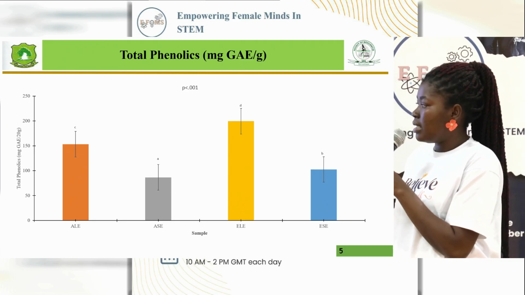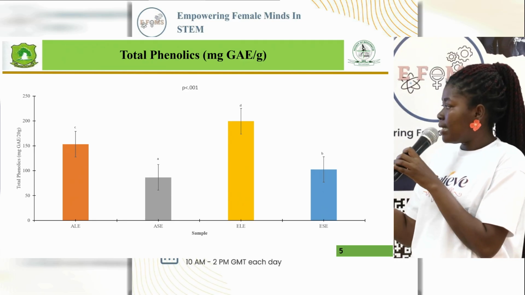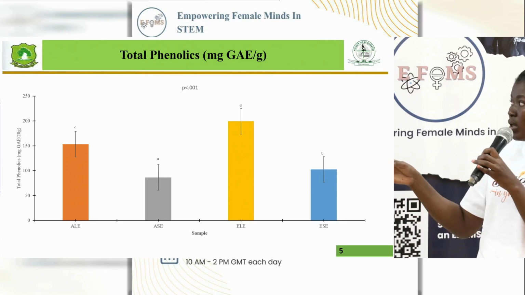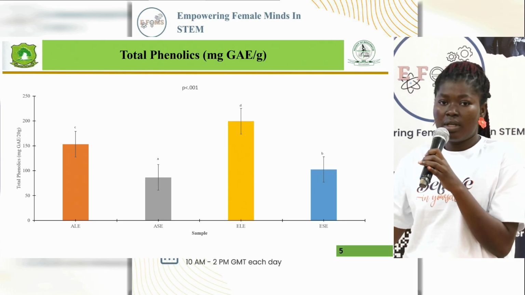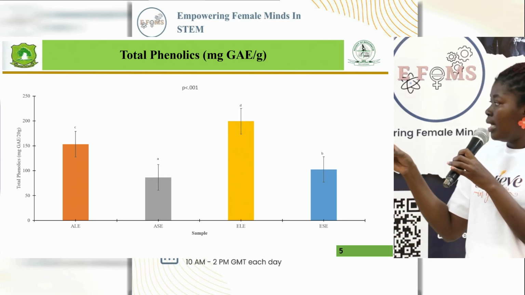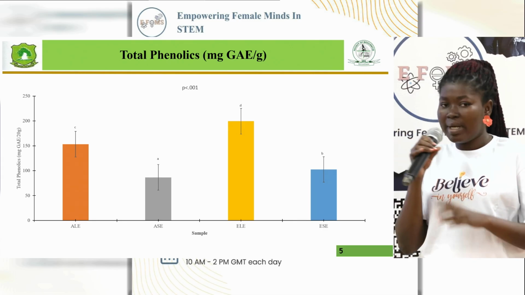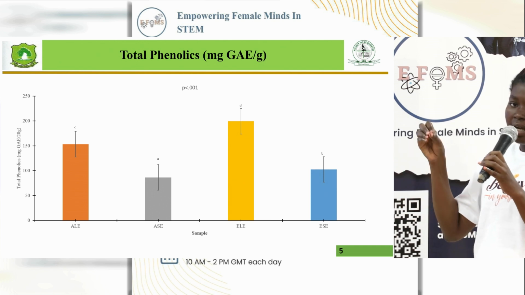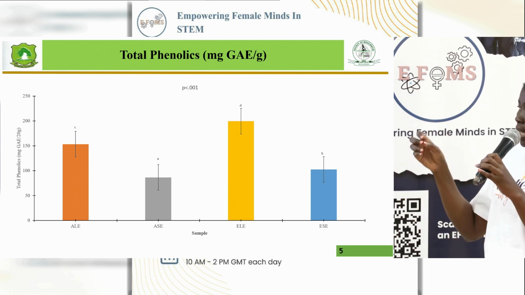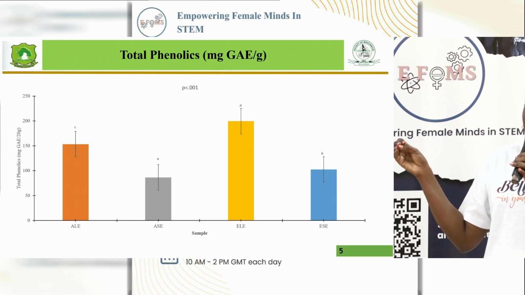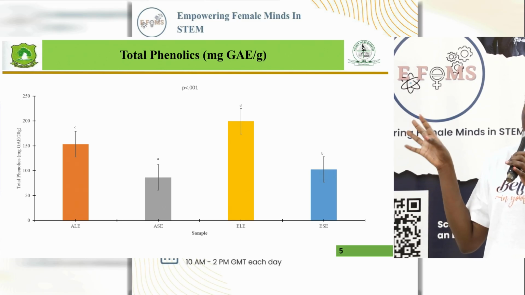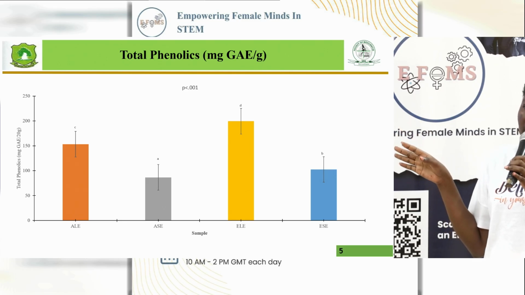From the bar chart here, we can see that the ethanol leaves extract contains the highest total phenolic content, followed by the aqueous leaves extract. So we realize that the leaves have higher total phenolic content as compared to the stem bark, because of the photosynthetic activity that occurs in the leaves of the plants.